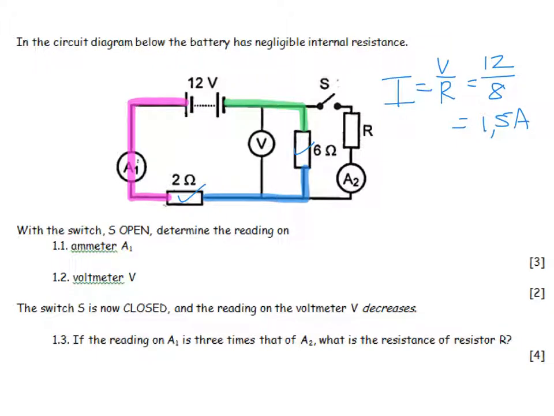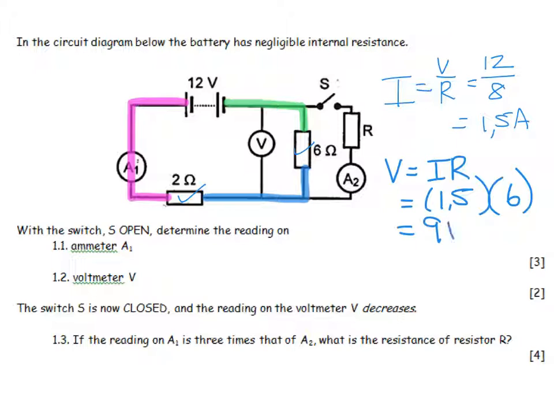The next thing they're going to ask is what is the reading on the voltmeter. The voltmeter is connected only across the 6 ohm resistor, so V is equal to I times R. I use the current on the main branch, because there is only a main branch here, not even a parallel network, multiplied by the resistance of 6, and I land up with 9 volts.